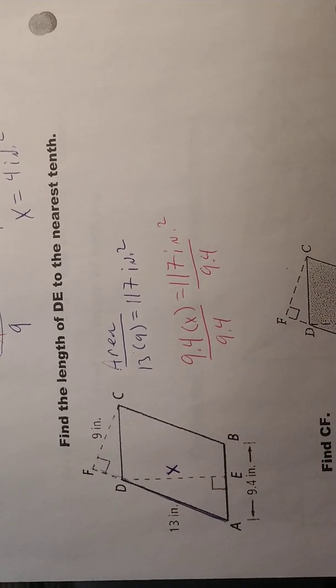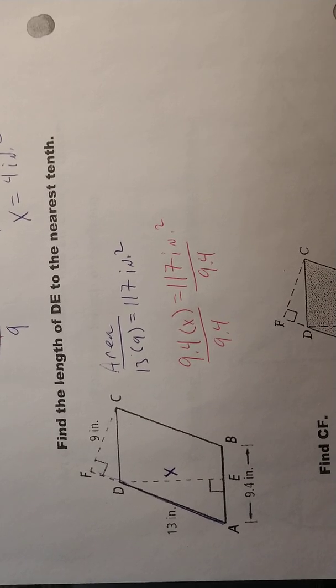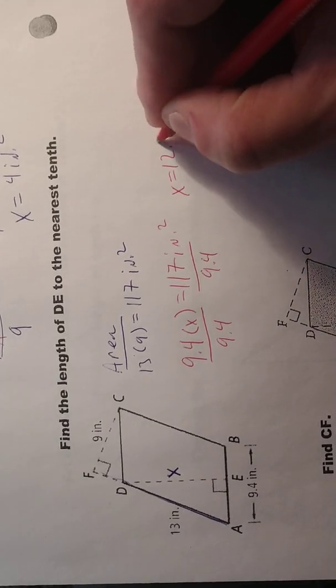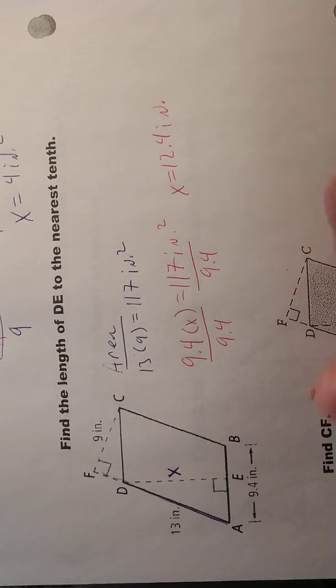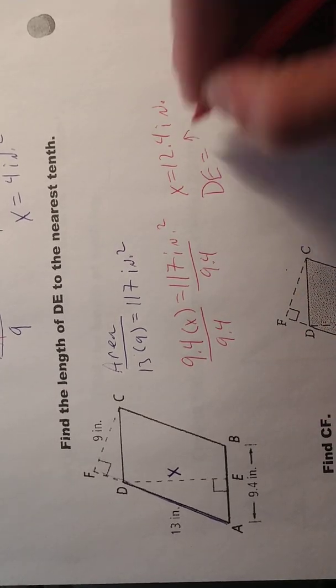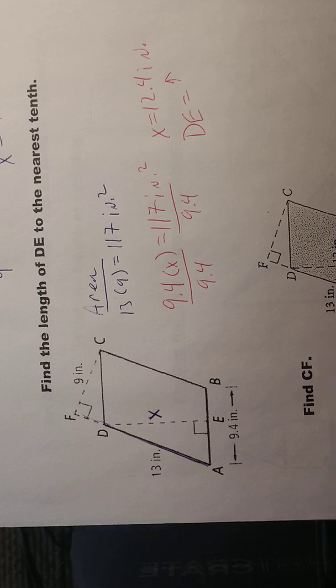And then to solve it, just divide by 9.4. Like that. So when I go 117 divided by 9.4, I get 12.4. So x equals 12.4 inches. Or I should say DE equals 12.4. Like that. Cool? So no questions or anything?